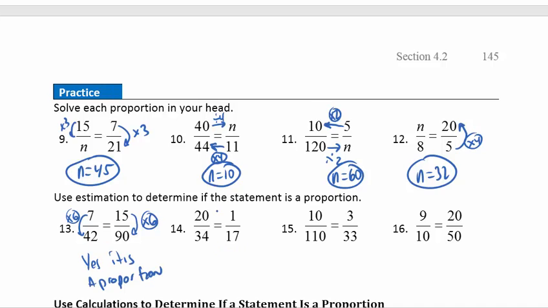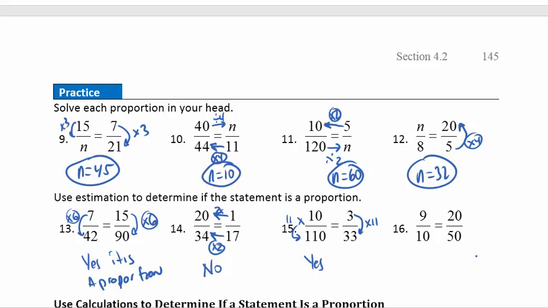All right, question 14. Not a lot of good stuff going numerator to denominator, but right here we can see this. 17 times 2 is going to give us 34. And then 1 times 2 is not going to give us 20. So this is no. This is not a proportion. 15. Let's see. 3 times 11 will give us 33. And over here, 10 times 11 will also give us 110. So yes, this is a proportion.